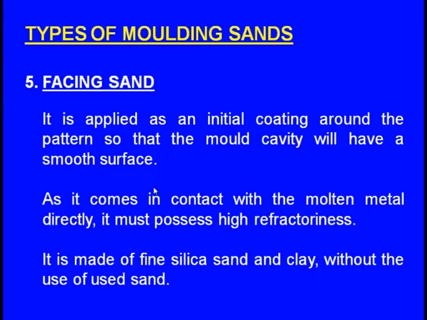It is applied as an initial coating around the pattern so that the mold cavity will have a smooth surface. We have seen in the previous class that we use a model to create the mold cavity inside the mold. If we want to make a particular casting with a particular geometry, initially we make a pattern. This pattern will have similar geometry to that of the final component.